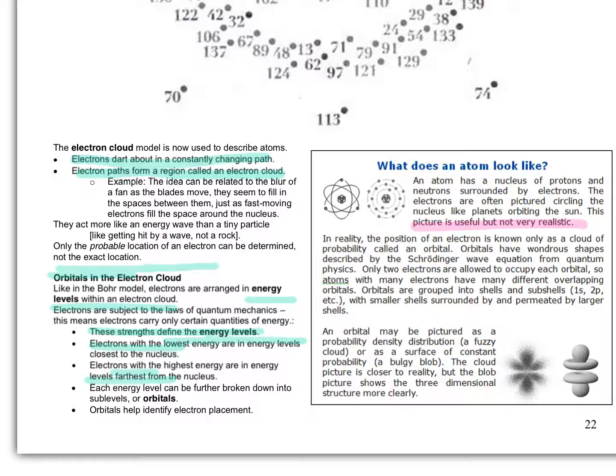In reality, the position of an electron is known only as a cloud of probability, and that's what we call an orbital. Orbitals have wondrous shapes, and they're described by Schrödinger's wave equation. We're going to talk about Schrödinger on the next page.